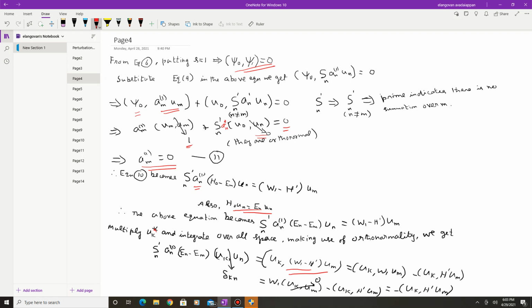Now in this first equation, the w1 can be taken outside. So this is the inner product of uk with um. Since k and m are different, this must be 0. Here the second term is minus uk comma h prime um. So this is minus uk h prime um. So this is 0. Here k must be equal to n.